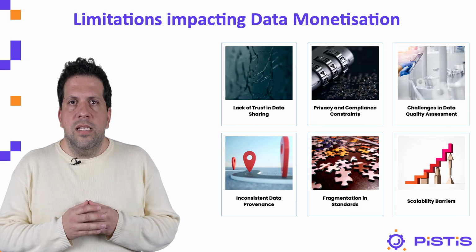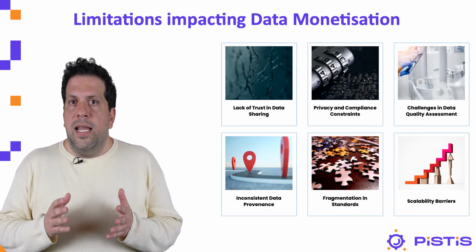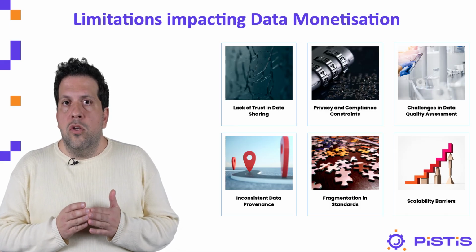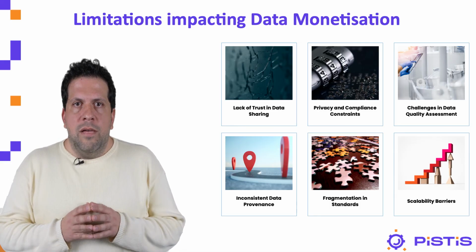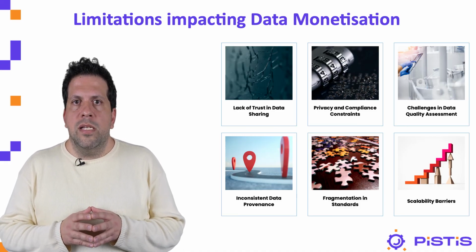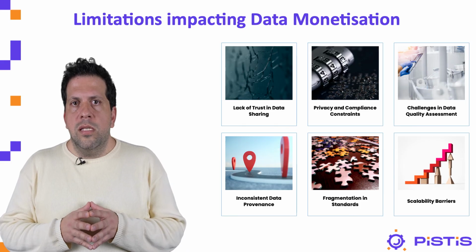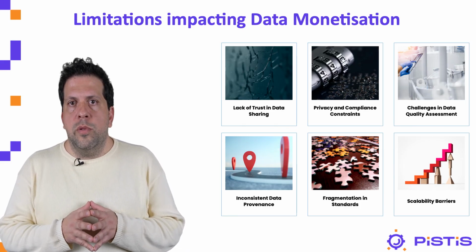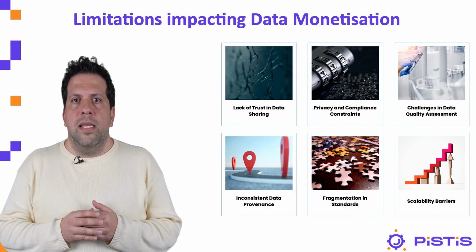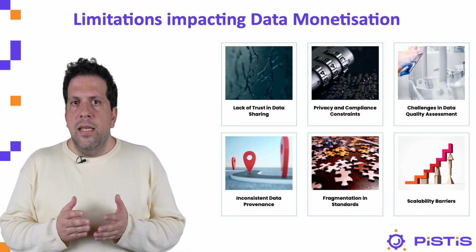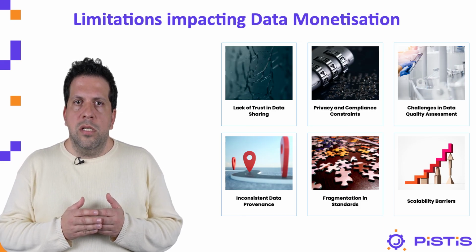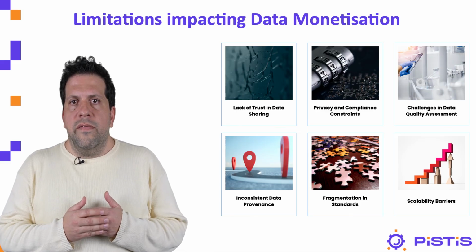Inconsistent data provenance is another impeding factor, as the lack of clear data lineage impacts buyers' confidence and reduces the perceived value. Fragmentation in standards and the unwillingness of organizations to comply with some existing ones leads to inconsistent data formats and interoperability issues between systems, a factor that eventually increases the cost of making data monetizable. Finally, the absence of scalable solutions to automate data monetization processes limits the potential revenue generation.